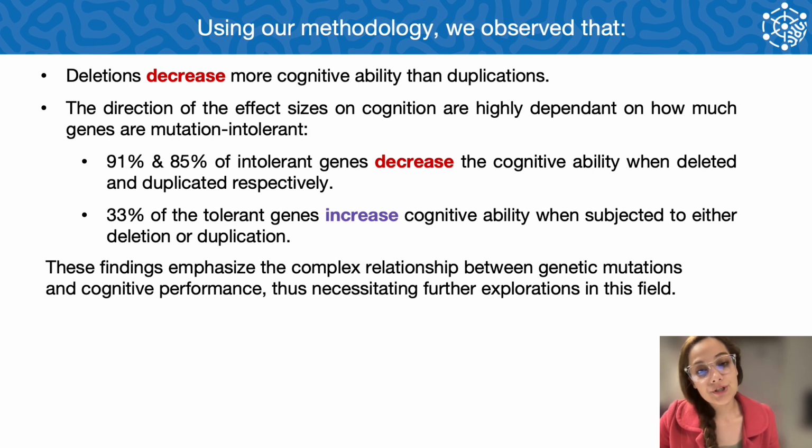33% of tolerant genes increase cognitive ability when subjected to either deletion or duplication. All in all, we found that these findings emphasize the complex relationship between genetic mutations and cognitive performance. And we are still processing this analysis.